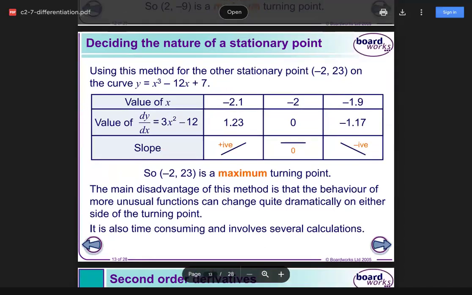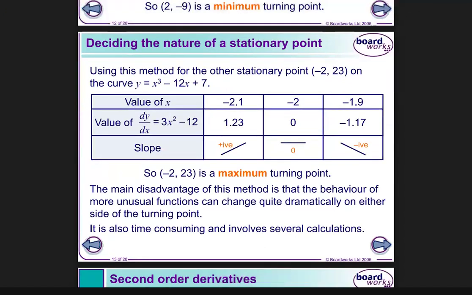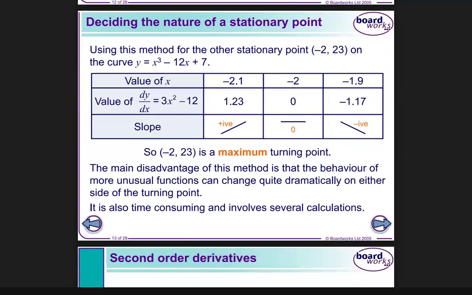That is deciding the nature of the stationary point. So using this method for the other stationary points, let's check the value of x. You can see those values of x. If you put -2 there, you're going to get 0. Then for this one too, you get -1.7. So this one is increasing, and this is the maximum.